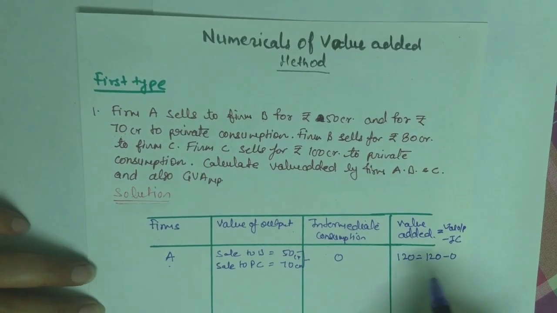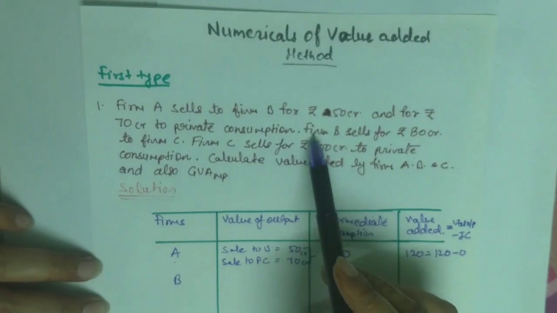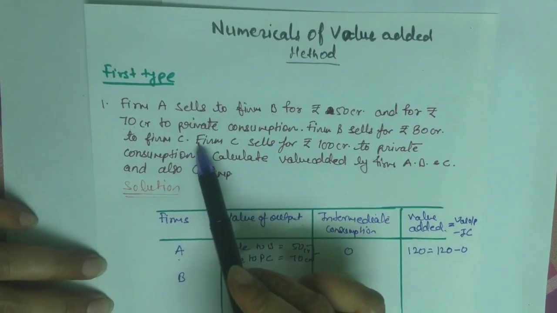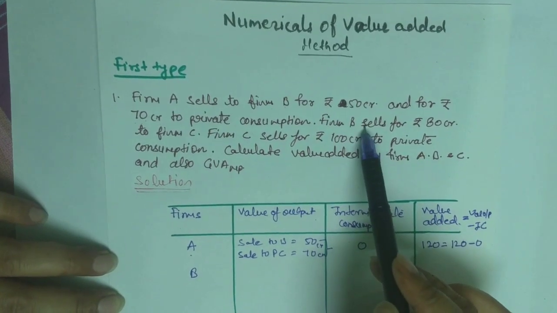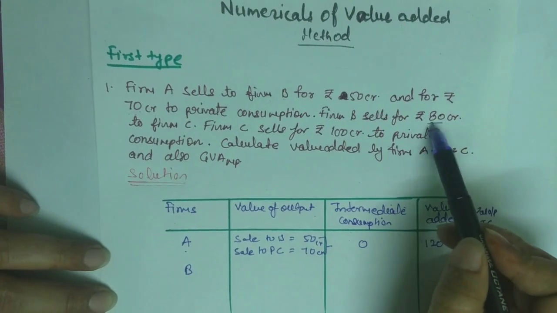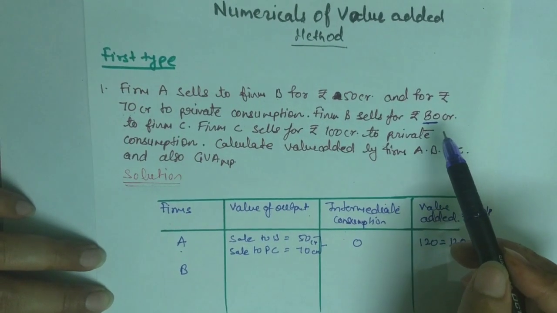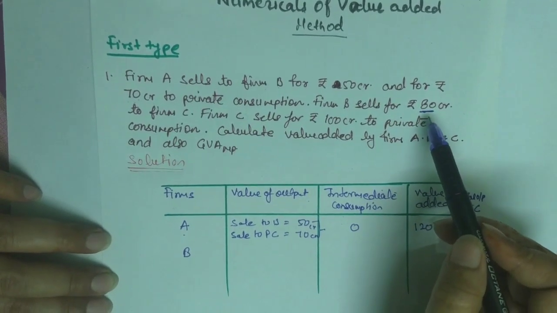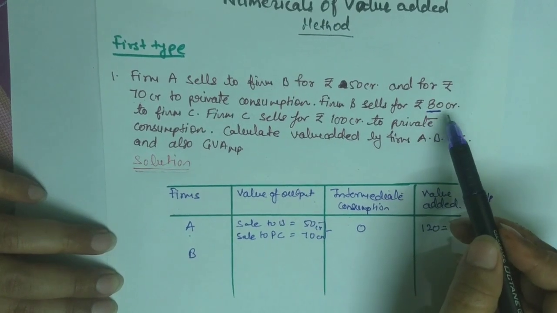Understood? Moving to firm B. Now here the question is, firm B sells for rupees 80 crore to firm C. It means it is a sales of firm B, but at the same time it is intermediate consumption of firm C, right? So are you understanding how firm A sales becomes intermediate consumption of firm B and how firm B sales become intermediate consumption for firm C?